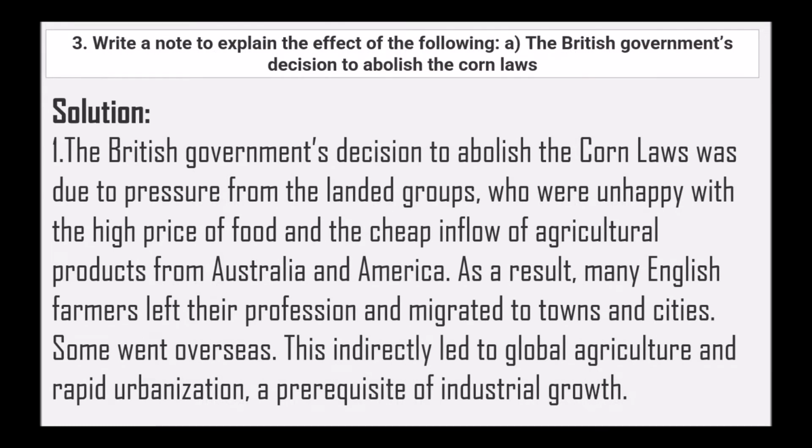Next, write a note to explain the effects of the following. The British government's decision to abolish the Corn Laws. The British government's decision to abolish the Corn Laws was due to pressure from the landed groups who were unhappy with the high price of food and the cheap inflow of agricultural products from Australia and America. As a result, many English farmers left their profession and migrated to towns and cities. Some went overseas. This indirectly led to global agriculture and rapid urbanization, a prerequisite of industrial growth.